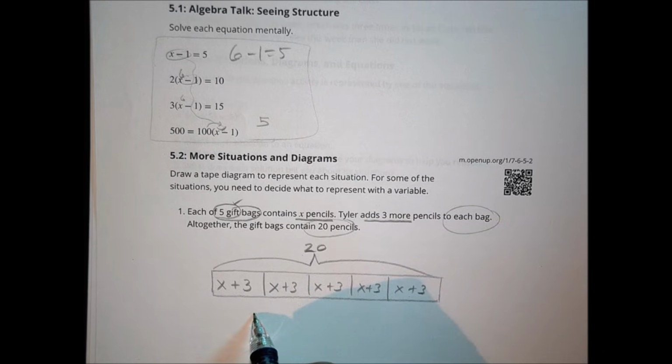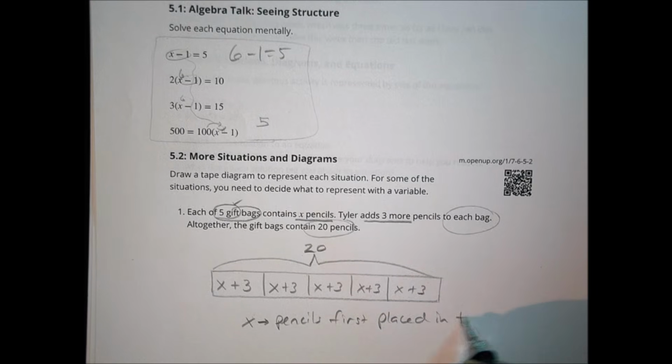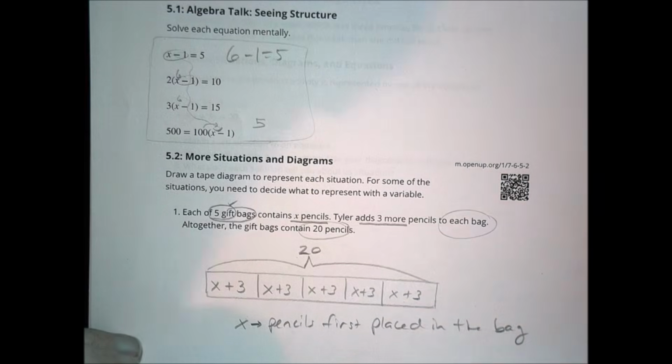So what does this X variable represent? In our case here, the X represents the amount of pencils that were first placed in the bag. So that's what the X represents for us in this situation.